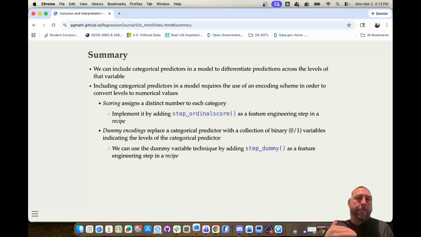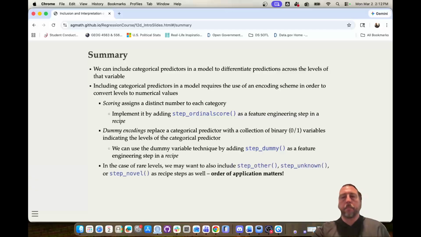You can include as many feature engineering steps in your recipe as you'd like. This is just the first real feature engineering step that we're encountering. In case of rare levels, you may also want to include things like step other, step unknown, or step novel as part of your recipe as well. A warning here though, the order in which you apply these things matters. At a bare minimum, step dummy has to come after you're using these. You can't use it before, because once you've used step dummy, you no longer have your categorical variable. You have the dummy indicator encodings instead.